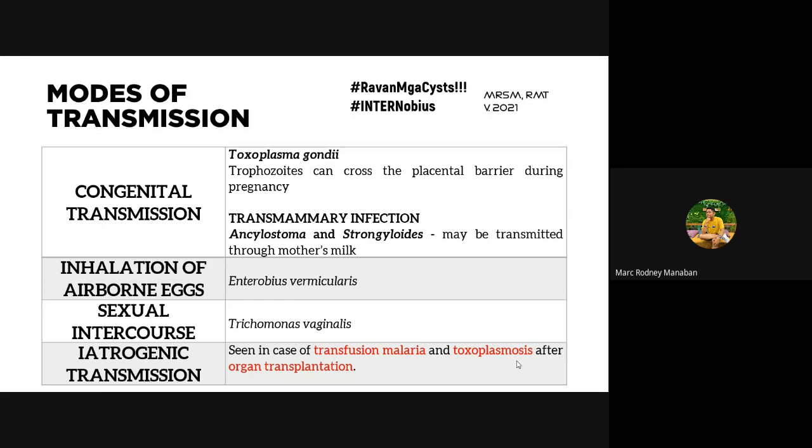These are the agents that can be transferred congenitally, or that can cause congenital infections. Among the TORCH agents, which is the most common cause of congenital infections? CMV, sir. Very good, that's correct. Among the TORCH agents, please remember, press the buzzer, the most common cause of congenital infections is CMV, the cytomegalovirus.